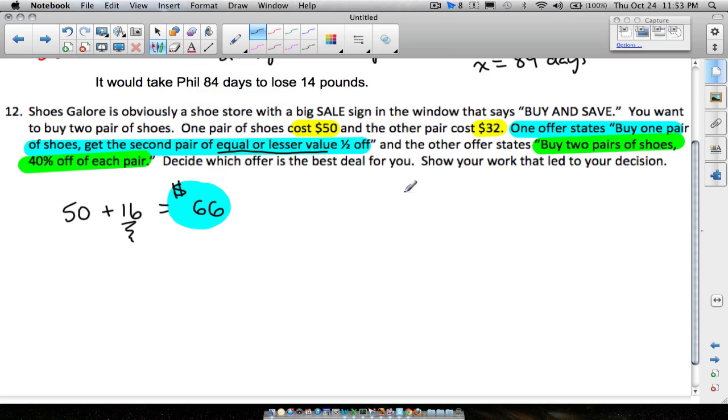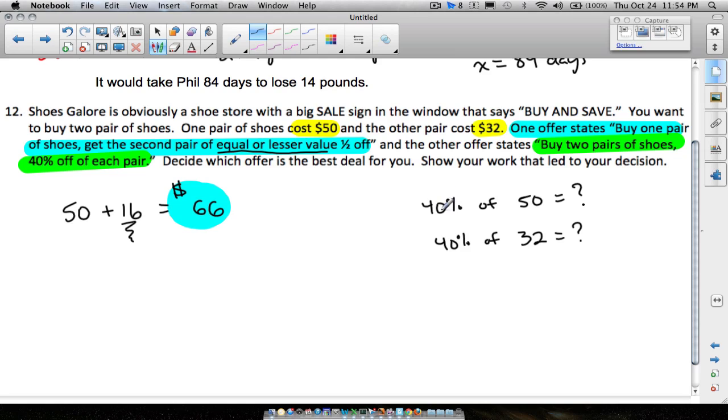Here's how I'm going to do this one though. A quick way to do this without solving a proportion is you want 40%. You get 40% off of each pair. So how about 40% of the first price? 40% of 50 is equal to, I don't know, we'll figure it out. And we get 40% off each pair. So we get 40% off the $50 for that pair of shoes, and we get 40% off of the $32 pair of shoes.